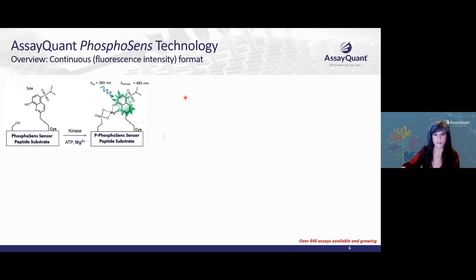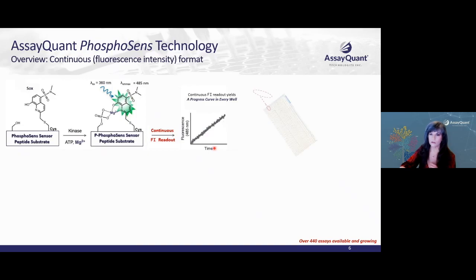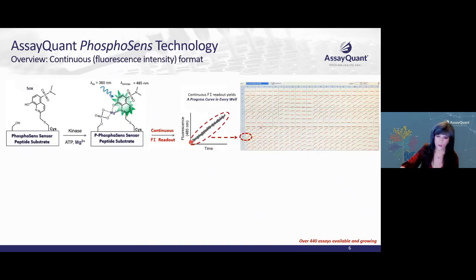485 nanometers. What's important here is that the readout molecule itself is covalently attached to the peptide substrate, and in close proximity of the catalytic event of phosphorylation itself. This gives you a readout that is continuous and fluorescent. So whenever you see PhosphoSens data showing signal versus time, this is from a single assay well. Each of these little dots representing a time point is not a separate well, it's a single well. We describe that as a progress curve in every well.